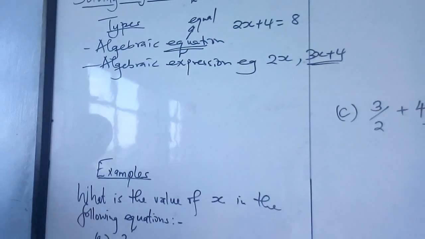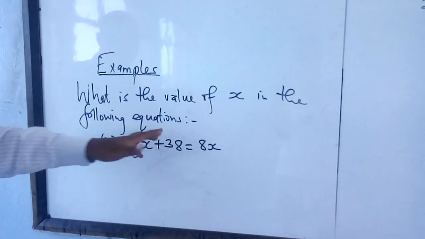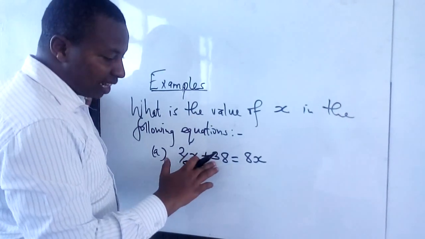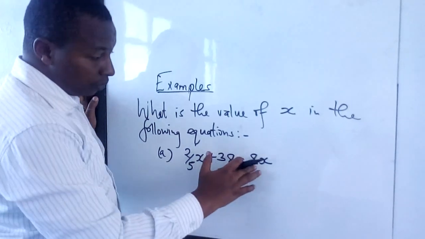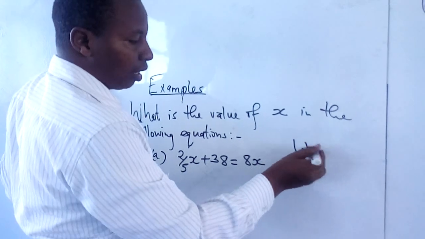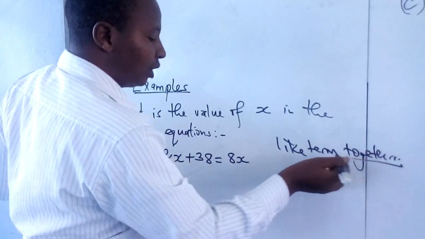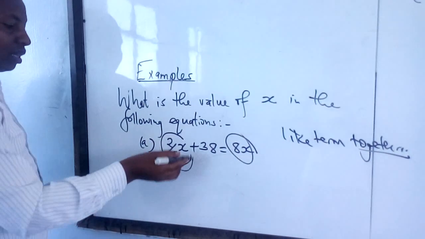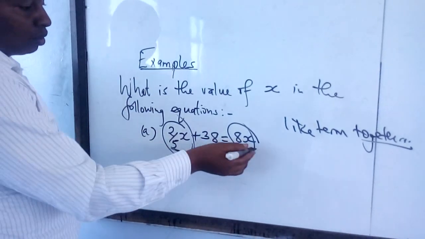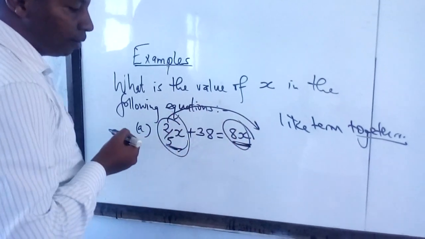In the first example here, we are told: what is the value of x in the following equation? We have 2/5 x plus 8 equals 8x. The first thing is to put like terms together. So this is 8x and this is 2/5 x. Now, 8x is bigger than 2/5 x, so you need to take the smaller one to the bigger one.